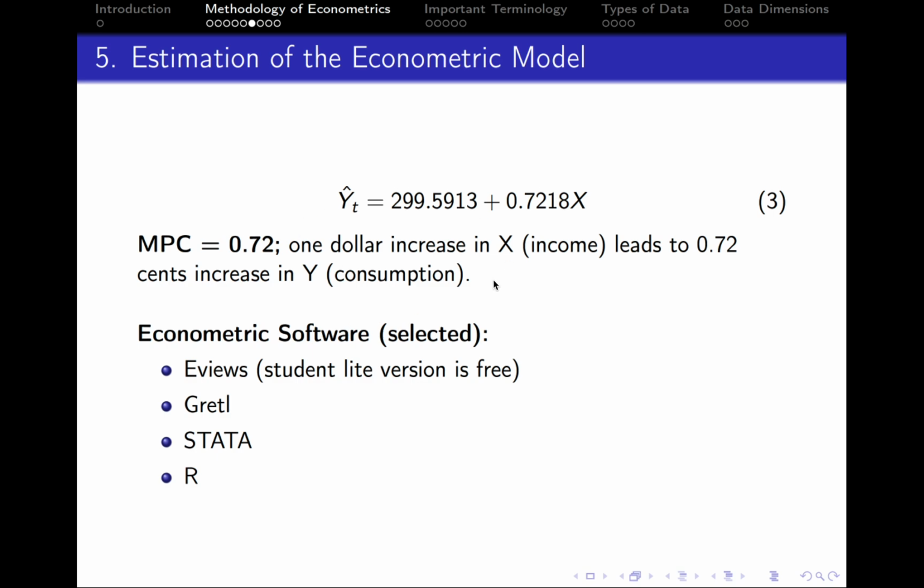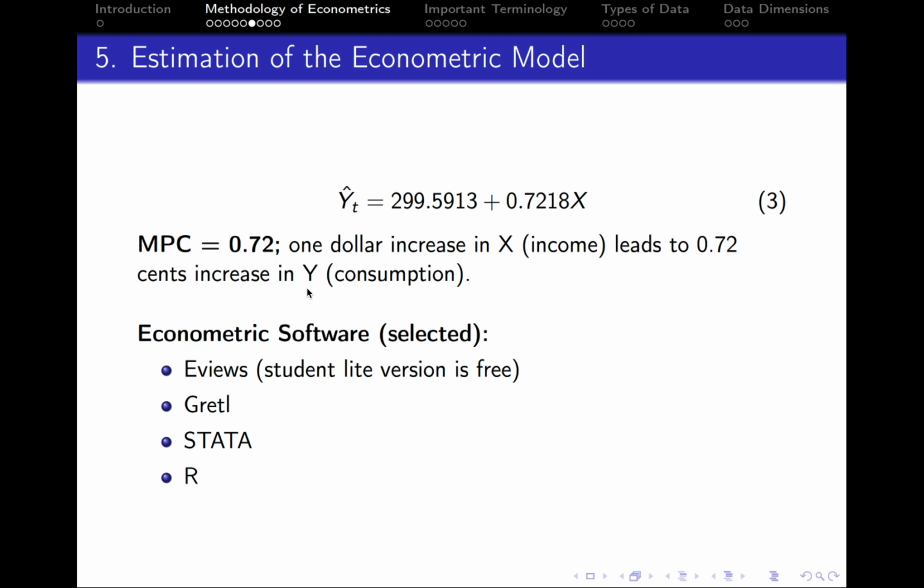So let's assume that we've used one of these software packages to estimate this model, and those are the results that we get. So beta 1, the intercept, is equal to approximately 300. So when x is 0, consumption is on average equal to 300. And beta 2, the marginal propensity to consume coefficient, is equal to 0.72. So we can say that a $1 increase in x, in income, leads to a 0.72 increase in y.